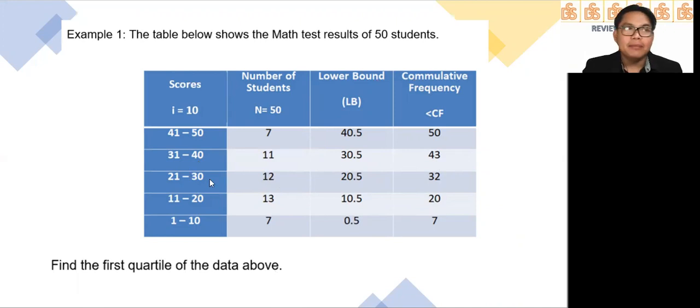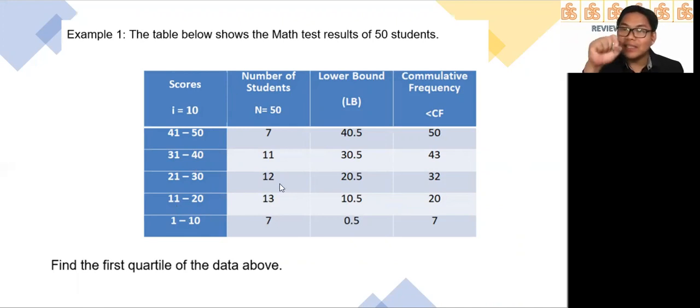Most of the time, you are just getting different data or information. Let's say you received the 50 scores from your classmates. So usually we make an interval, like this one. How many students got scores from 1 to 10? How many students got scores from 11 to 20, from 21 to 30, up to 41 to 50? That's how we group the data.